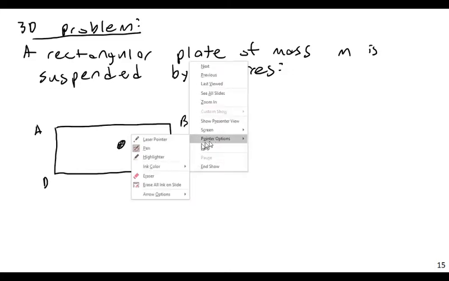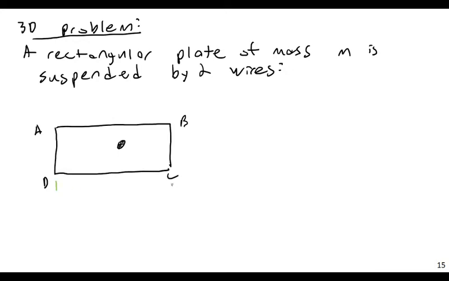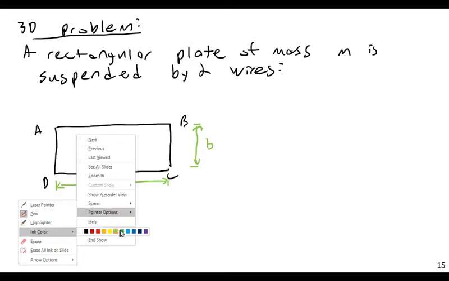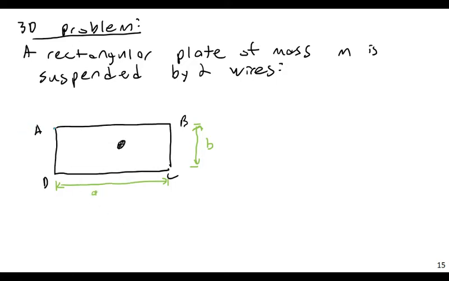And let's say this has dimensions lowercase a and lowercase b. Width a and height b. And this thing is hanging from the ceiling by 2 cords, whose length won't really matter.